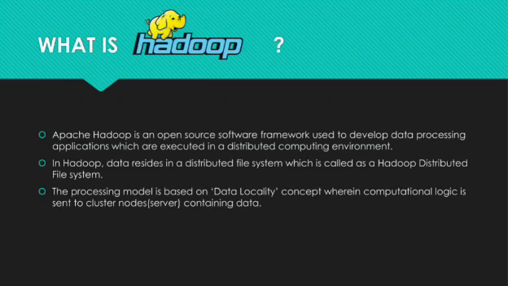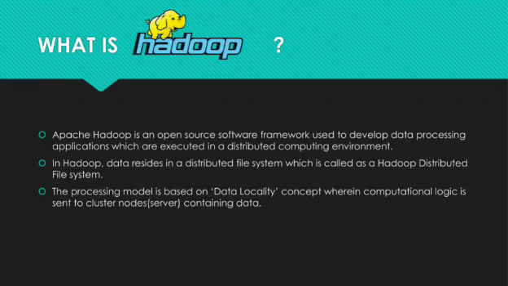Now, what is Hadoop? Apache Hadoop is an open source software framework used to develop data processing applications which are executed in a distributed computing environment. Applications built using Hadoop are run on large datasets distributed across clusters of commodity computers. Commodity computers are cheap and widely available. These are mainly useful for achieving greater computational power at low cost.